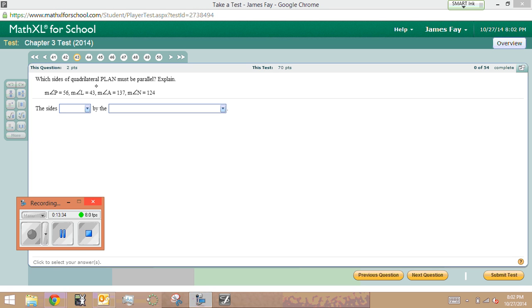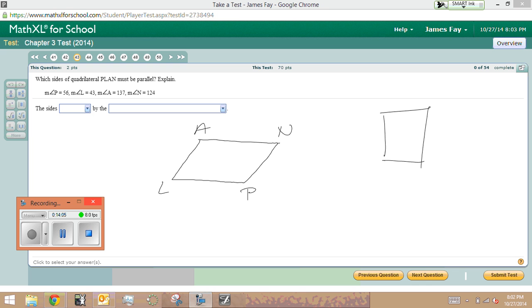With this one it says which sides of quadrilateral PLAN must be parallel. If you remember doing one of these in class, we stated that when we name this figure, any one of these vertices can be P, but then when I go to L, L either has to be this vertex up here or that vertex down there. I can't make this one L. I can't skip vertices. So I'm going to let that one be L, this one to be A, and this one to be N. You could have made a quadrilateral that looks like this and said that's P, that's L, that's A, and that's N. Either one is fine.